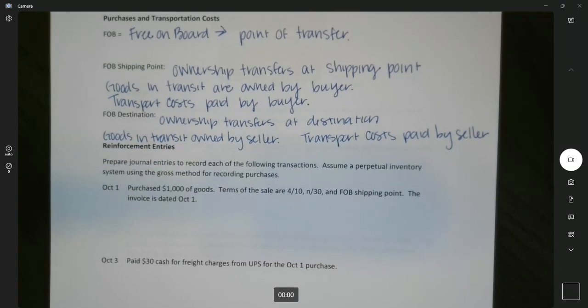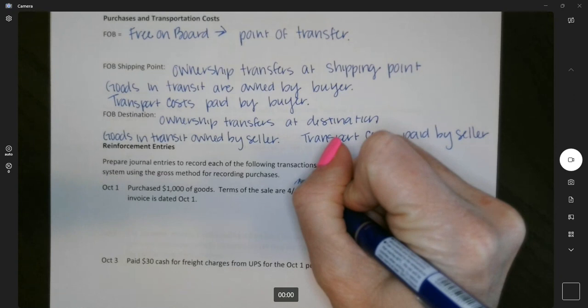Now we're going to look at some different merchandise purchase examples, and we're going to record the journal entries for each of these transactions. We're assuming a perpetual inventory system using the gross method for recording purchases. First up, on October 1st, we purchased $1,000 worth of goods. The terms of the sale are 4/10, n/30, and FOB shipping point. The invoice is dated October 1st.